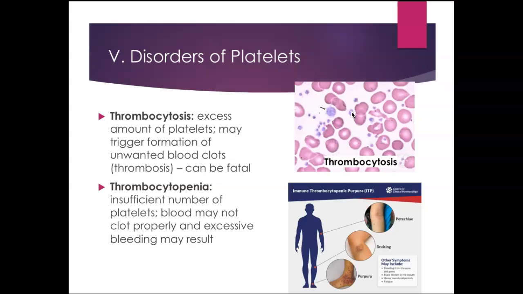Then we have people that suffer from thrombocytopenia. This is an insufficient number of platelets, or a reduction in platelet numbers, that is going to have blood that may not clot properly. So we might have excessive bleeding as a result. You may have people develop things like purpura, lots of bruises, and petechiae.